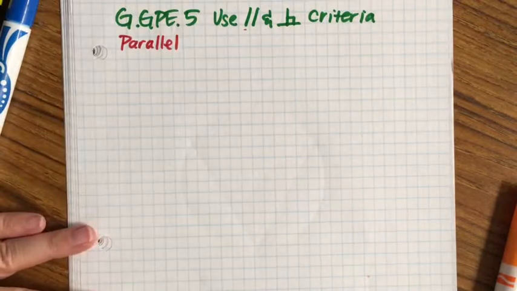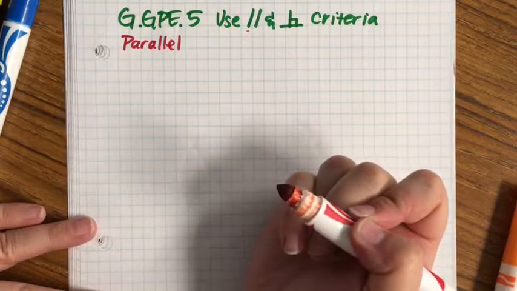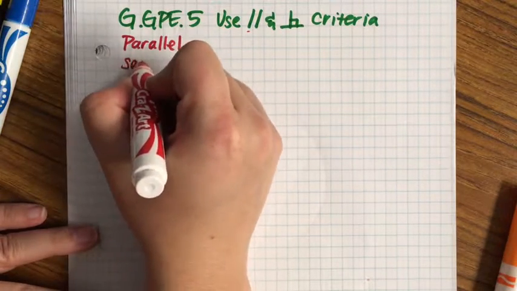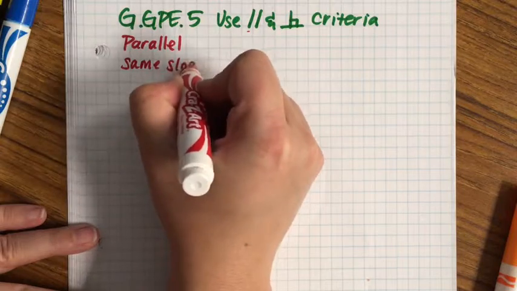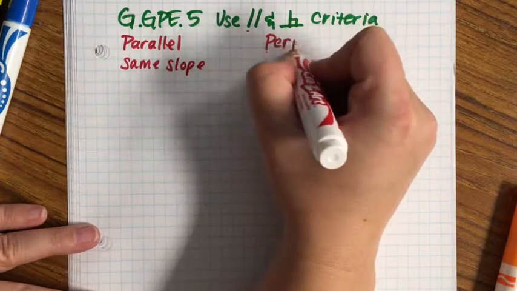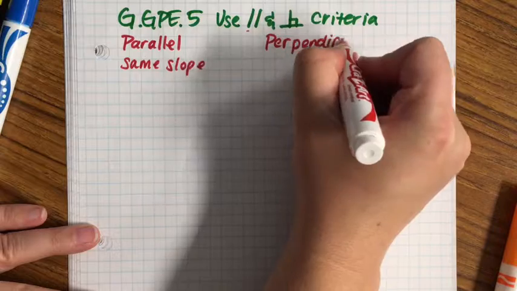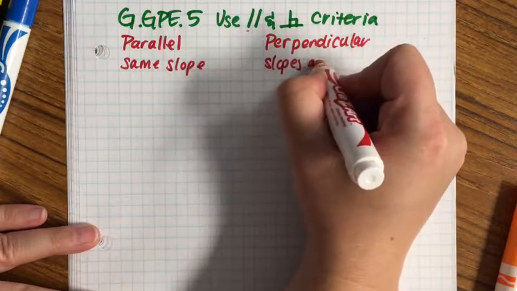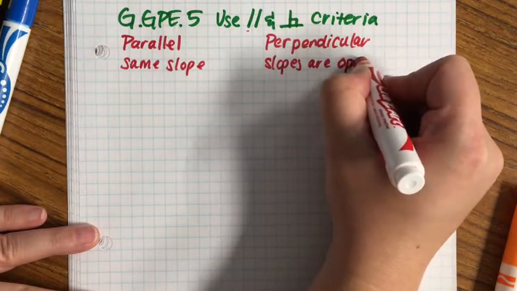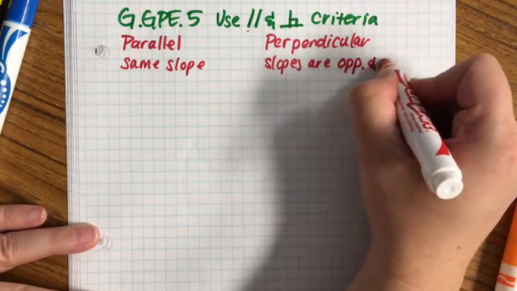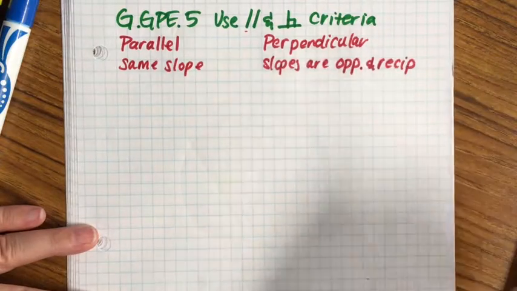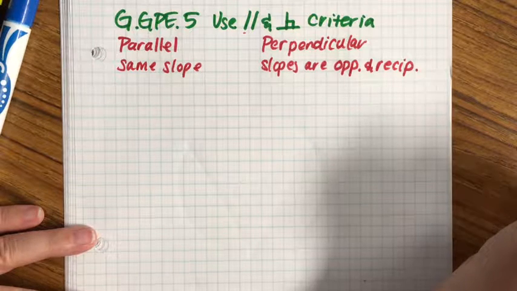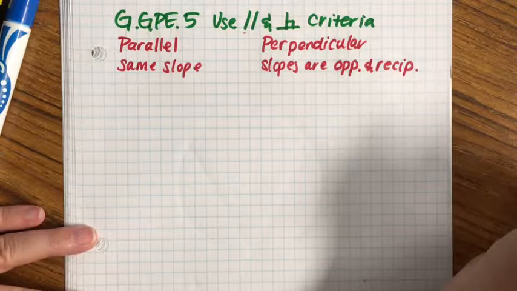If we're talking about an equation, how can you tell that two equations are parallel? Two lines are parallel. What do they have in common? They have the same slope. They are perpendicular if the slopes are opposites and reciprocals.